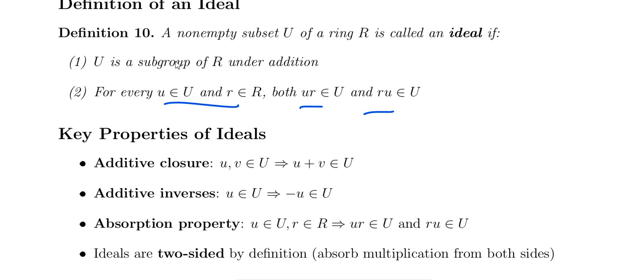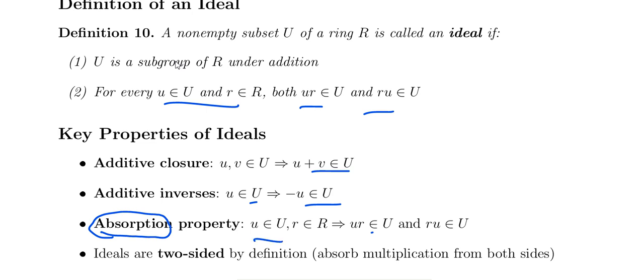So what are the key properties of that? That is the additive closure. If u, v are in the ideal, then obviously u plus v belongs to U, and the additive inverse minus u belongs to U. So u and r belongs to R, that is called the absorption property.